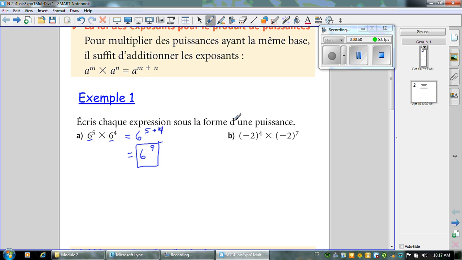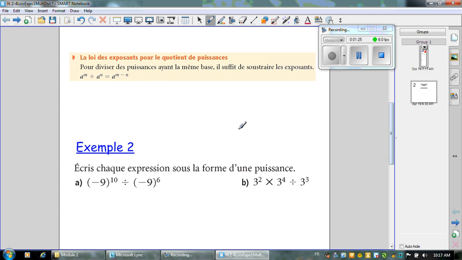Same thing here. My base is negative 2. So it's going to be negative 2, to the power 4 plus 7. So it's going to be negative 2 to the power of 11. And I just leave it in form of a power.